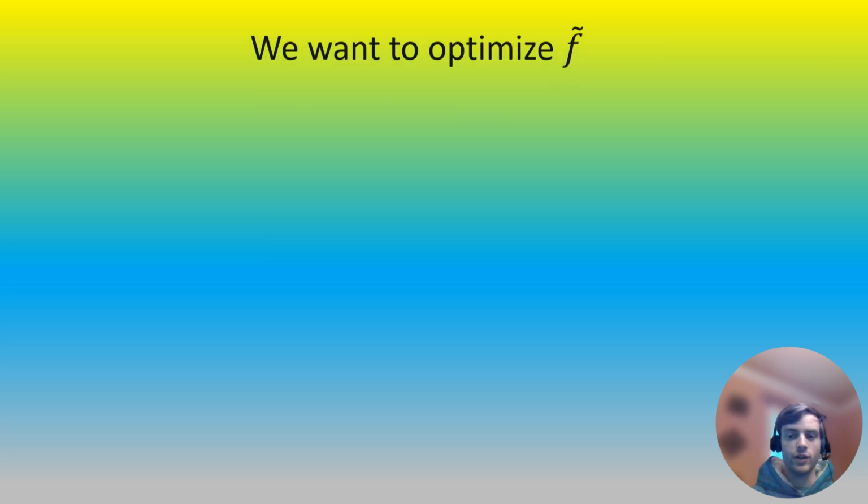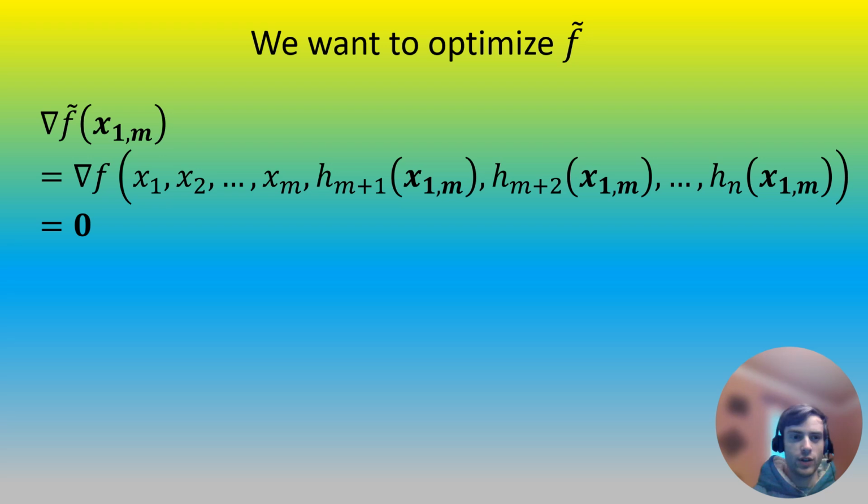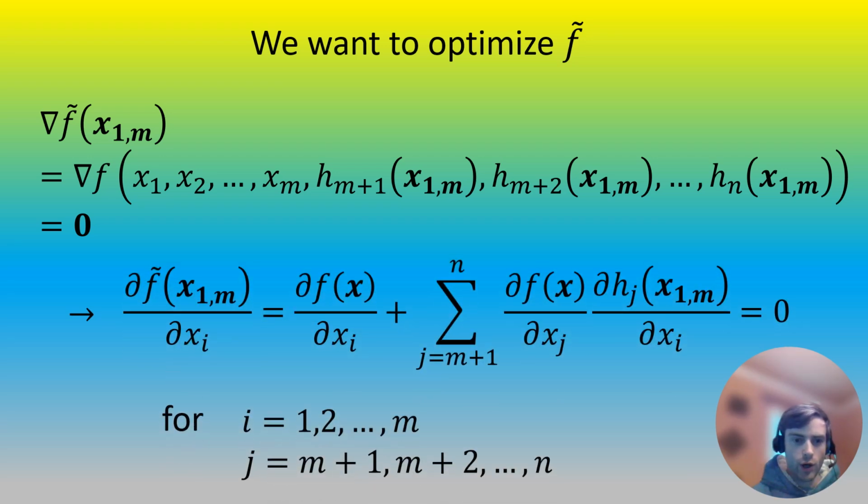So we want to optimize f tilde. That means that the gradient of f tilde as a function of the independent variables, which remember are the first m variables in the domain by convention, doesn't have to be, you can always rearrange them by the way, is going to be equal to the 0 vector. So, how do we do this? Well, here's how you do it. You take the partial derivatives, and that's equal to all that stuff right there through the chain rule, where i goes through all of the independent variables, and j goes through all of the dependent variables. And for each one of those i independent variables, you're going to have the partial derivative of f tilde of x_{1,m} with respect to xi is equal to 0.